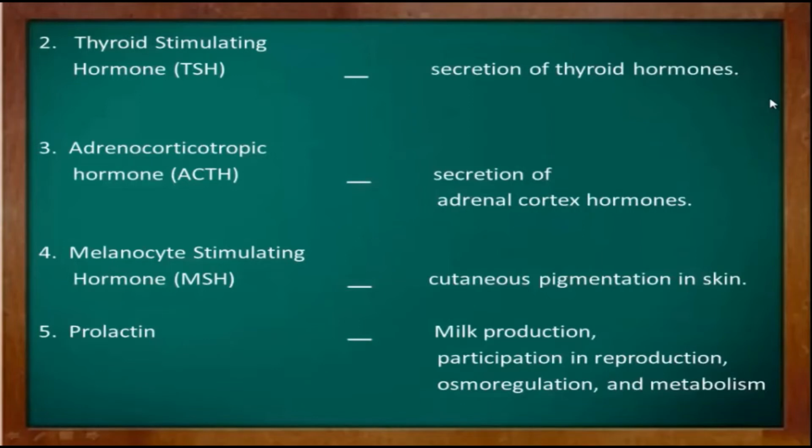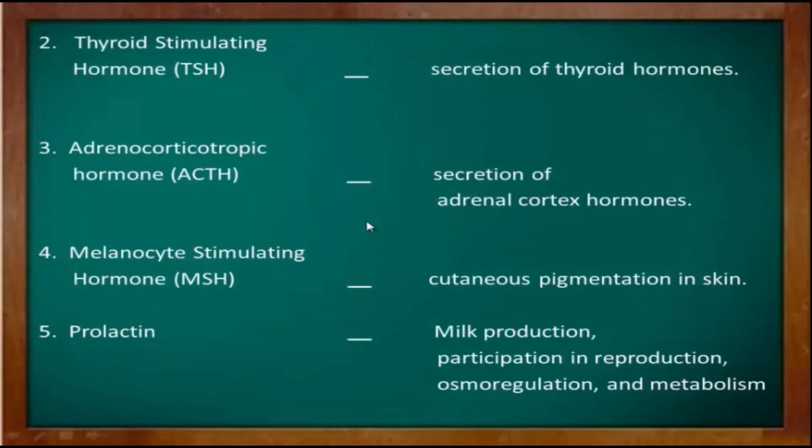Then the third hormone is known as adrenocorticotropic hormone, or ACTH. It stimulates the adrenal cortex of the adrenal gland for the production of its hormones. It also influences protein synthesis in the adrenal cortex and induces the secretion of adrenal cortex hormones.